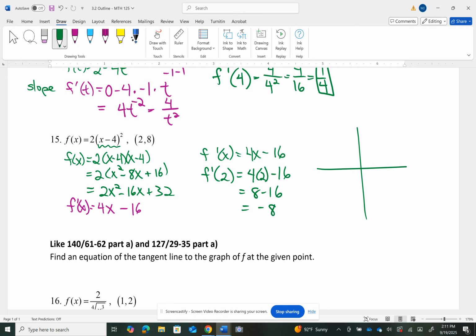Okay, this one's easy to graph. This is a parabola. It's just touching the curve right here. All right.